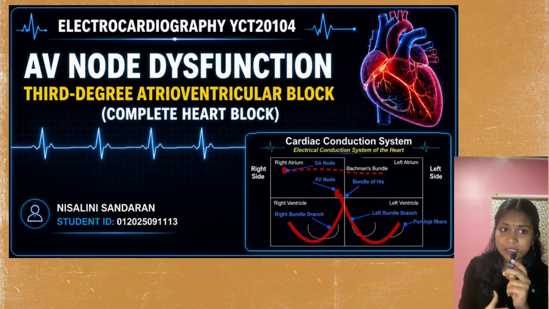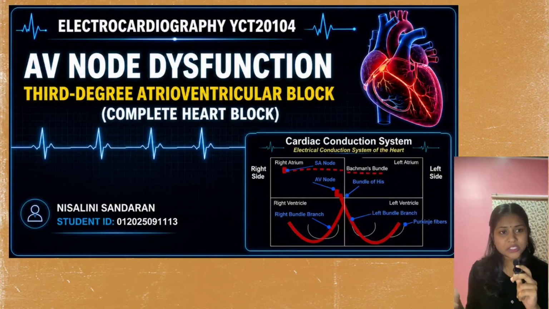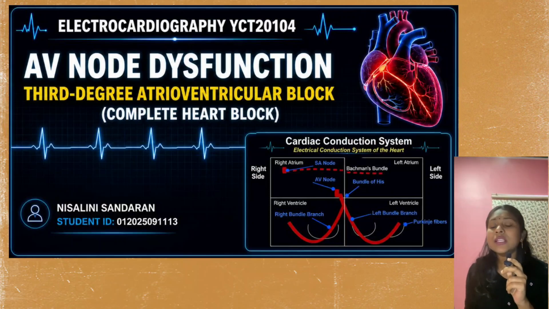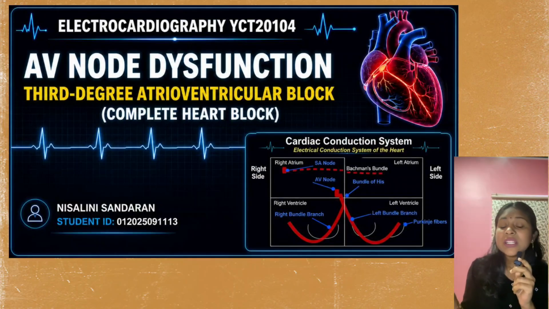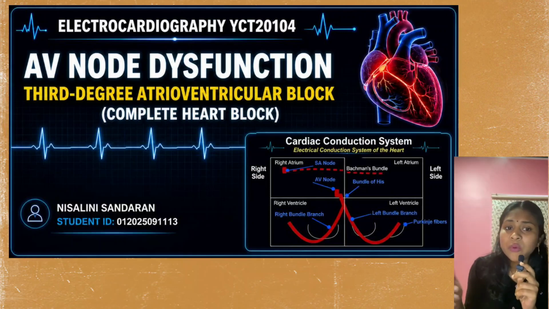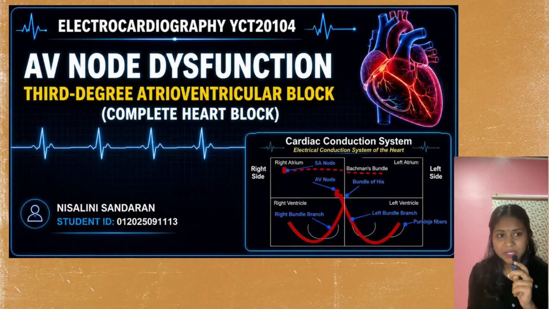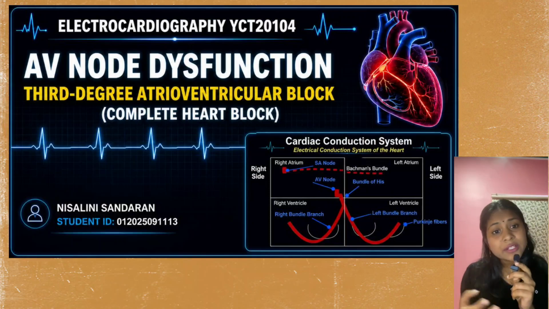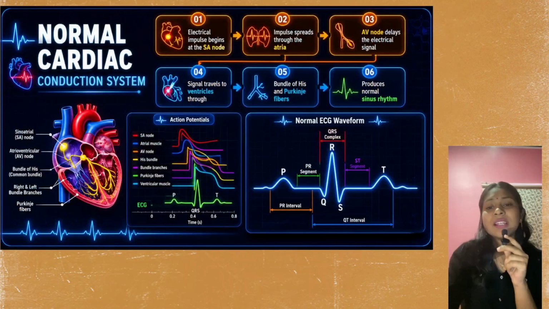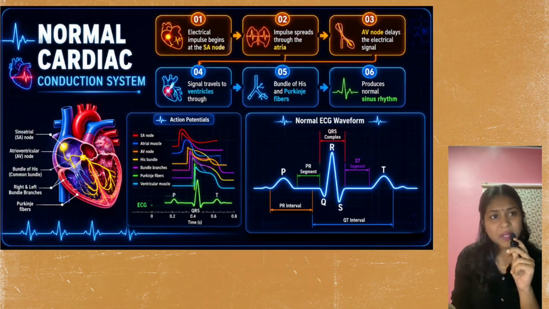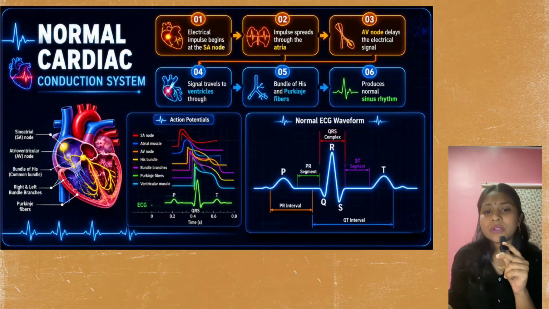The AV node is an important component of the cardiac conduction system because it transmits the electrical impulses from the atria to the ventricles. This image shows the normal cardiac conduction pathway, including the SA node, AV node, bundle of His, and the Purkinje fibers. When the conduction through the AV node completely fails, the atria and the ventricles beat independently, resulting in complete heart block. This slide illustrates the normal cardiac conduction pathway and the normal electrical activity of the heart.